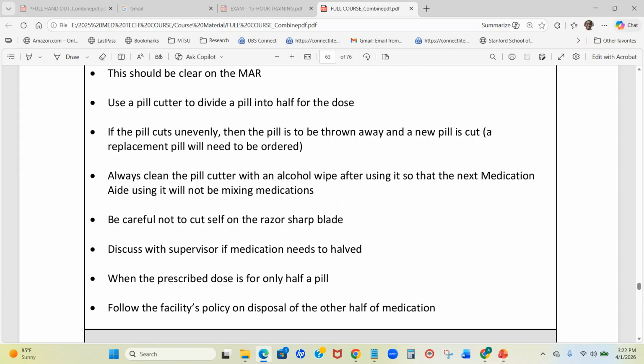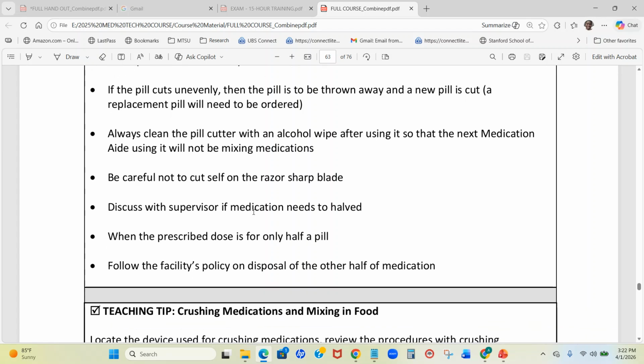Always clean the pill cutter with an alcohol wipe after using it so that the next medication aide using it will not be missing medications. So always clean up after yourself. When you have used it to cut medications, always clean up after yourself. Be careful not to cut yourself on the razor blade so you don't bleed into the medicine.